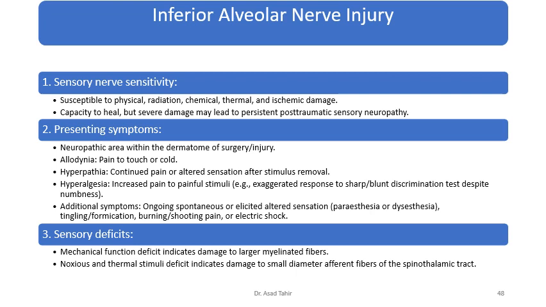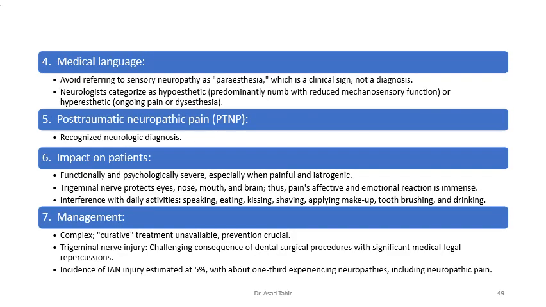Sensory deficits. Mechanical function deficit indicates damage to larger myelinated fibers. Noxious and thermal stimuli deficit indicates damage to small diameter afferent fibers of the spinothalamic tract. 4. Medical language. Avoid referring to sensory neuropathy as paresthesia, which is a clinical sign, not a diagnosis. Neurologists categorize as hypoesthetic, predominantly numb with reduced mechanosensory function, or hyperesthetic, ongoing pain or dysesthesia.